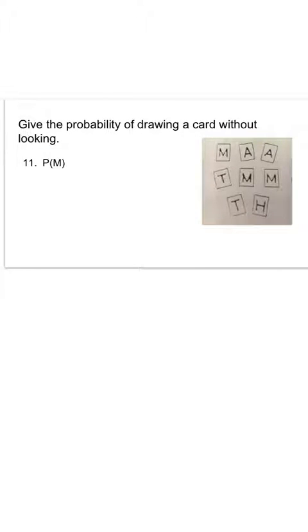For the next couple, you're going to give the probability of drawing a card without looking. What is the probability of pulling an M? First, you do your fraction, count the number of cards. 1, 2, 3, 4, 5, 6, 7, 8. So 8 goes on the bottom. Now look at how many M's there are. There's 1, 2, 3 M's, so 3 goes on the top. That means there is a 3/8 probability of pulling an M card.